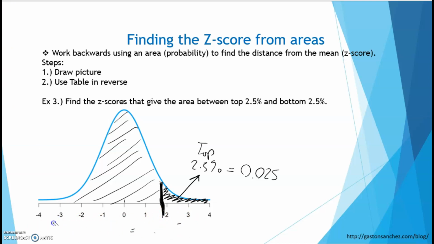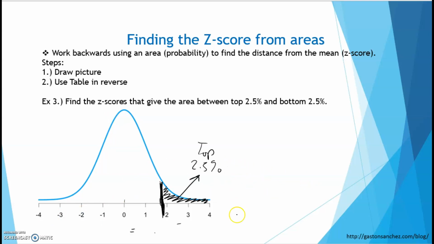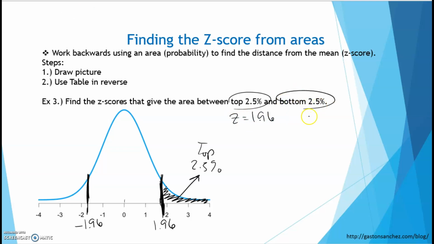Okay, so erase all this. All right, so at that point right there, that was this point right here, negative 1.96. And at this point right here, we had a z-score of 1.96. So for the top 2.5%, we had a z-score of 1.96. And for the bottom 2.5%, we had a z-score of negative 1.96. And those are your two answers right there.